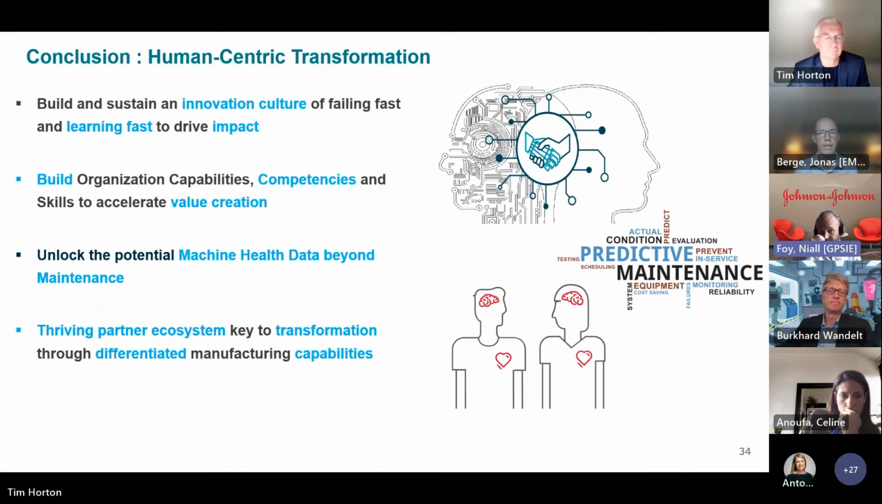So the conclusion: it's a human-centric transformation. An innovation culture, learning fast, driving the impact. That's really at the core of what we're doing here. Building organization capabilities, competencies, and skills to accelerate value creation. Unlock the potential of machine health data beyond maintenance.